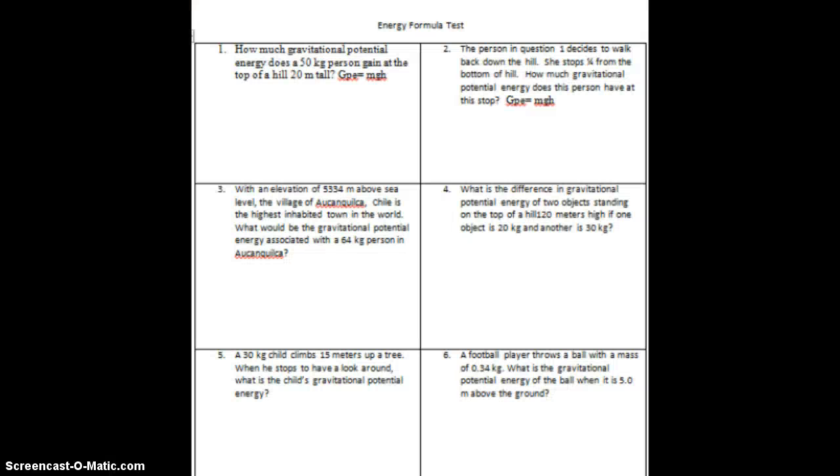For the evaluate part, I gave my students this energy formula test. It was 6 questions in which they had to find either the gravitational potential energy, or they had to find what was the difference in the two, or they had to find out the potential energy of an object 1/4 up or 1/4 down from a height.